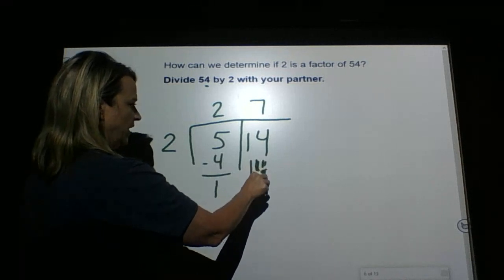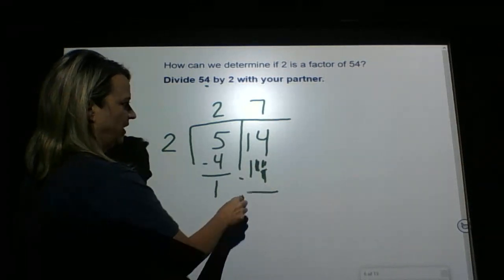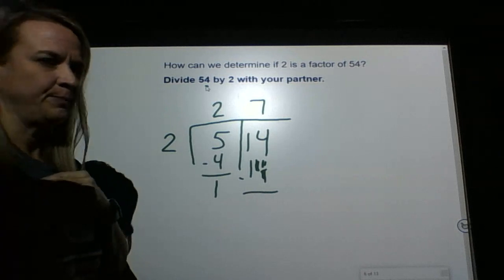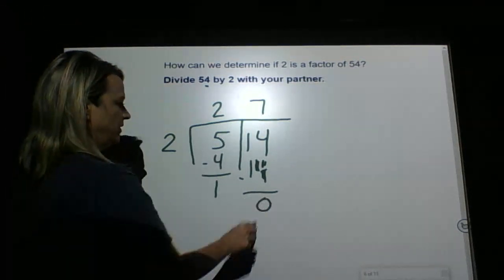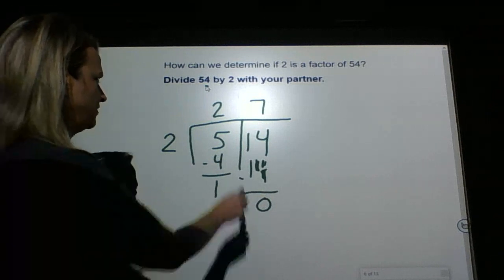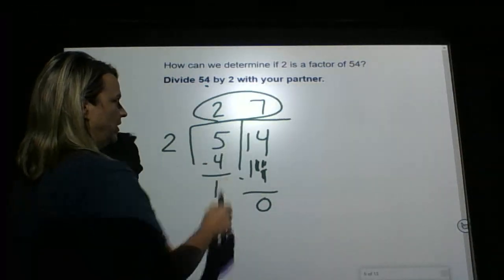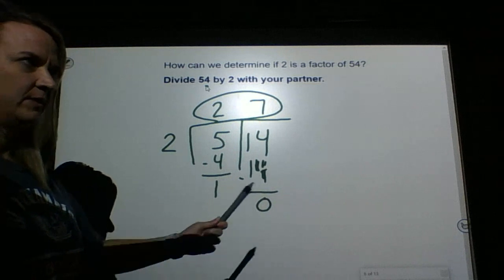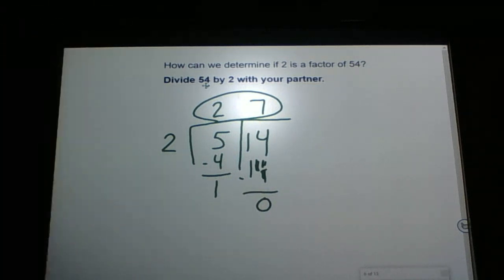This is just not liking me down there today. Then we subtract. 14 minus 14 is 0. Do you have a number above every box? You do. And the answer, just like when you circle your party floor, it's the number that's up on top. It's 27. So we'll let Miss Reed show you the apartment way.